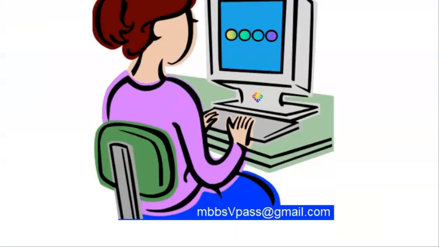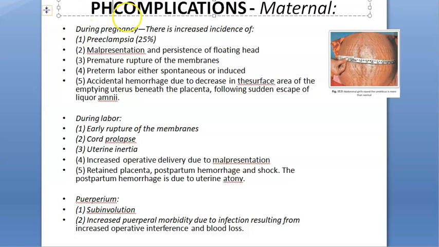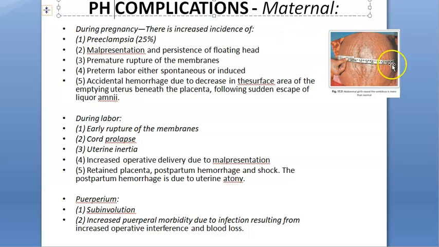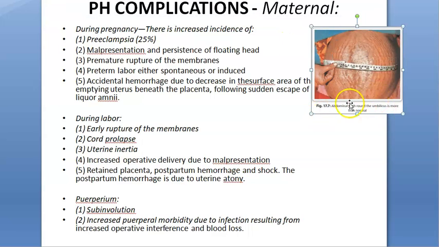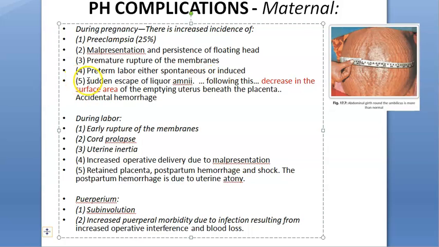Now let us look at the complications that can happen, guys, because of polyhydramnios for the mother. What do you think the complications will be for the mother? During pregnancy, she'll have more chance of preeclampsia, right? She'll have malpresentation of the fetus, floating head. She can go into premature rupture of membranes, you can understand, right? She's going to go into preterm labor. And imagine if there is sudden escape of the liquor amnii, okay, the liquor is suddenly lost. There will be a decrease in the surface area of the emptying uterus beneath the placenta, and there can be accidental hemorrhage because of the sudden escape of liquor amnii, okay.